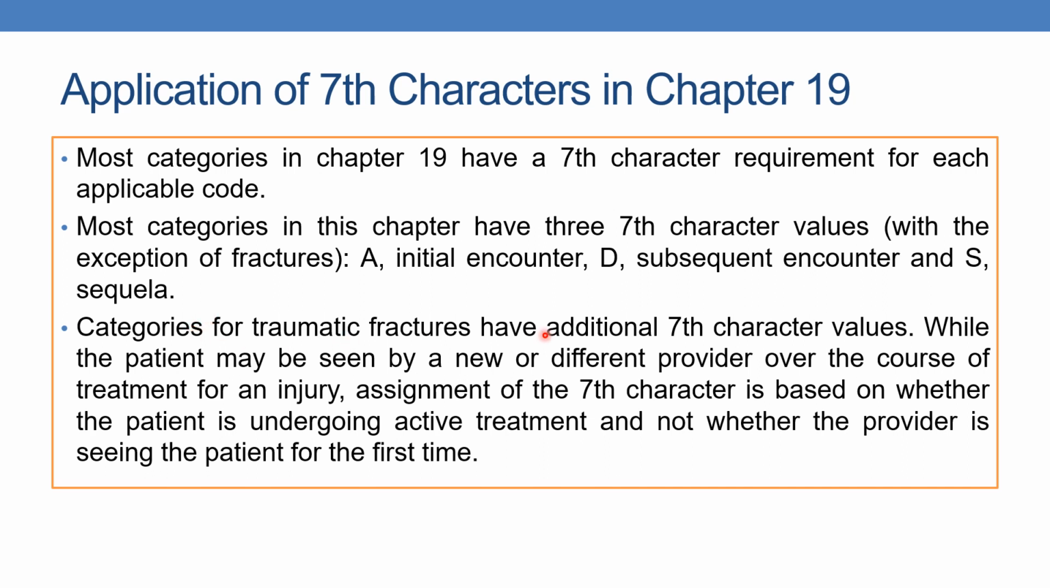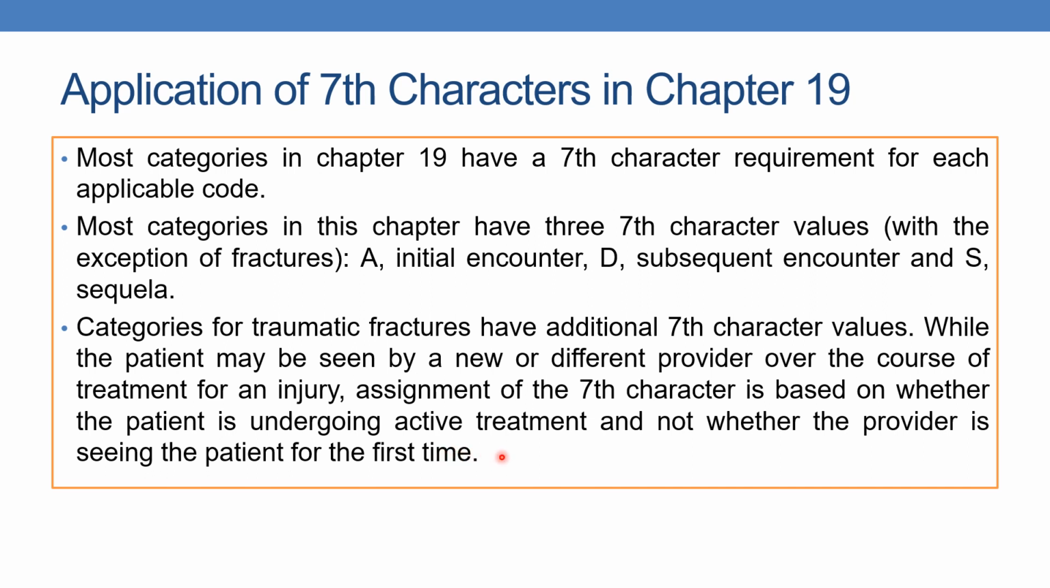Next, categories for traumatic fractures have additional 7th character values. While the patient may be seen by a new or different provider over the course of treatment for an injury, assignment of the 7th character is not based on whether the patient is being seen by the same provider or a different provider or new physician. Simply, the 7th character is based on whether the patient is undergoing active treatment or not.